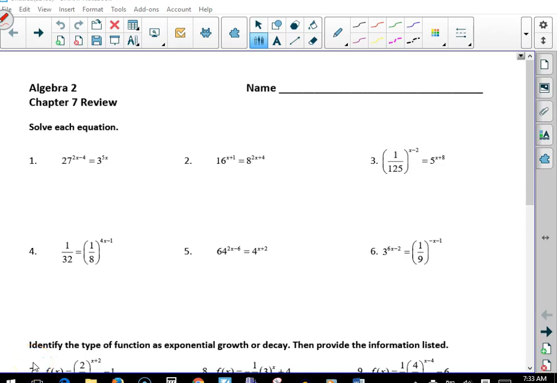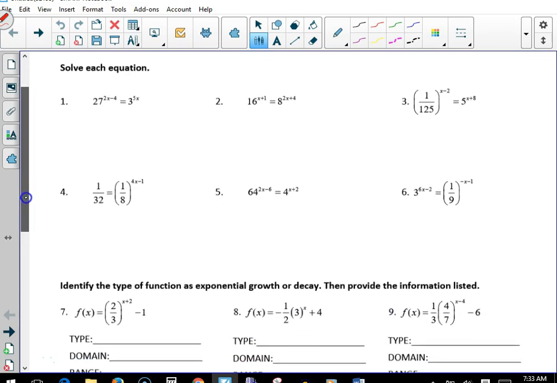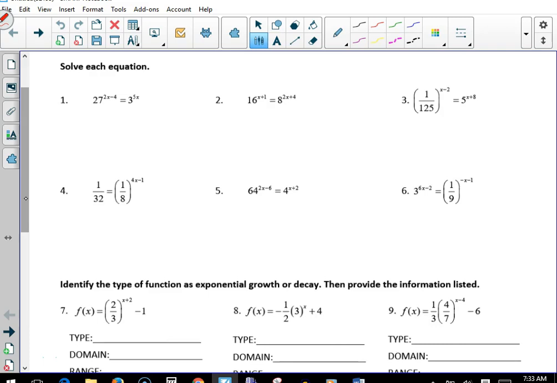Okay, Chapter 7, Quiz 1, review. So we're starting off here, kind of going backwards. This is the most recent topics we learned, and it's rewriting in the same base. So we looked at 27 and 3, and we want to find out what base they both have exponentially.